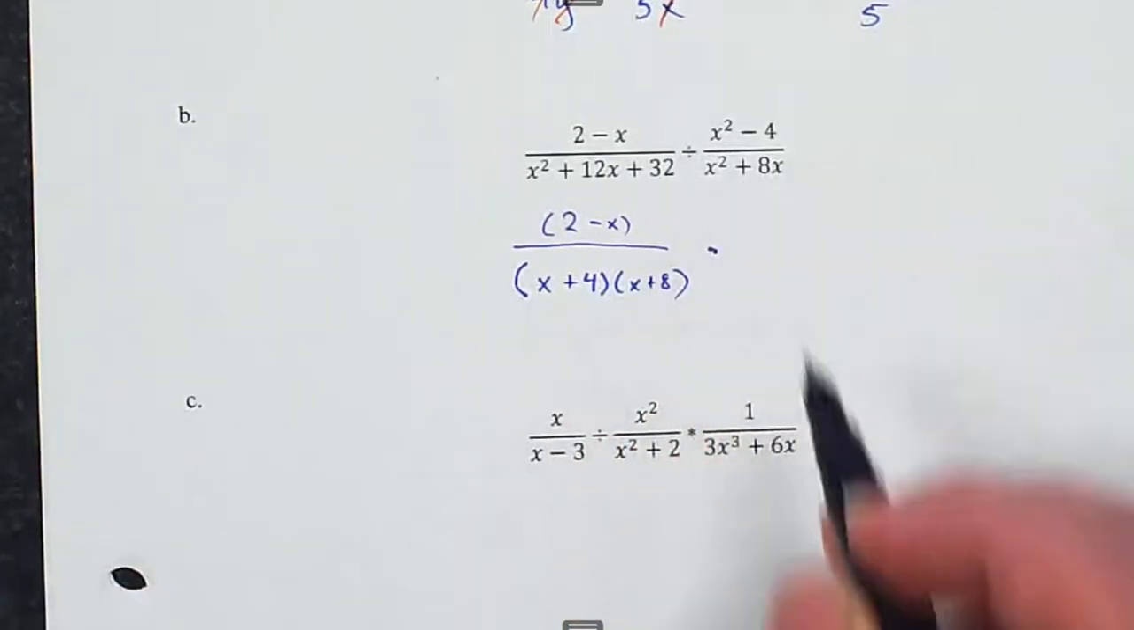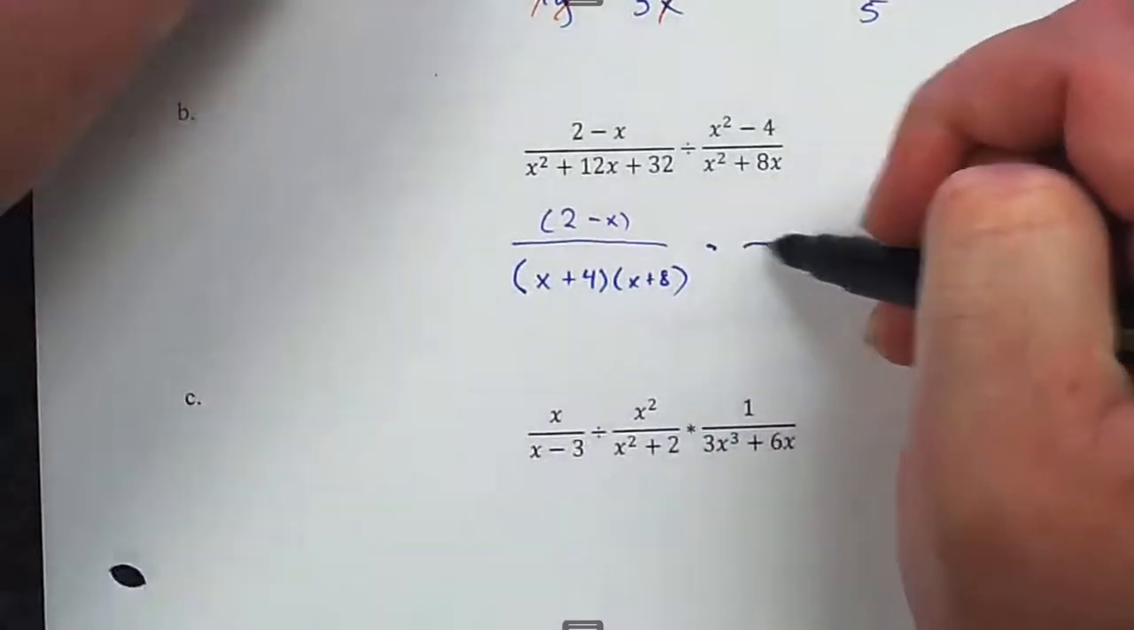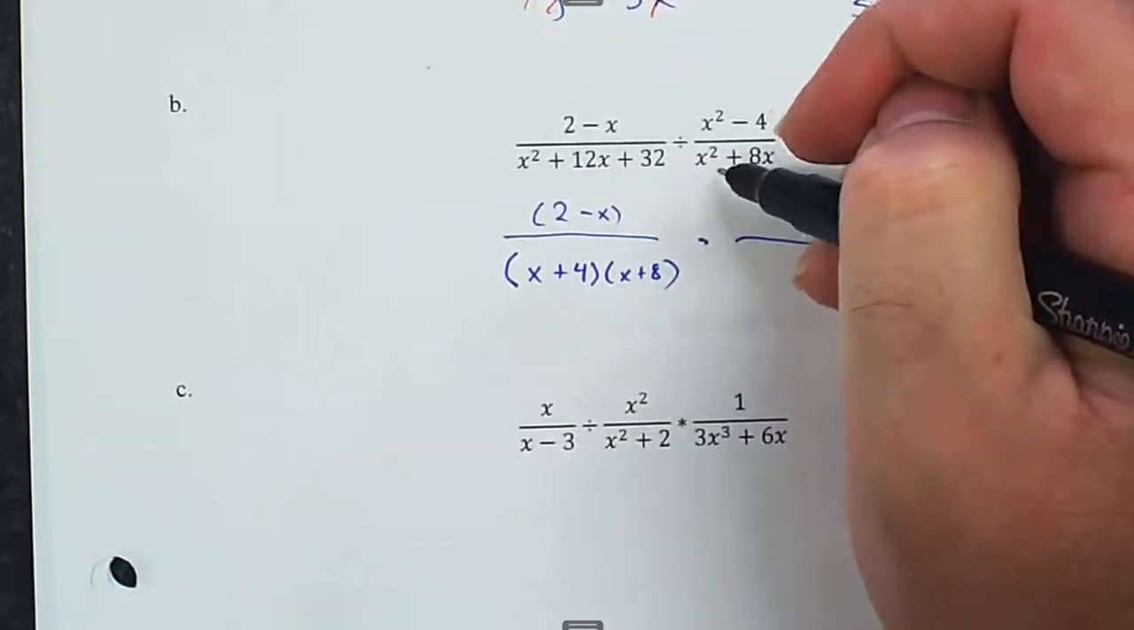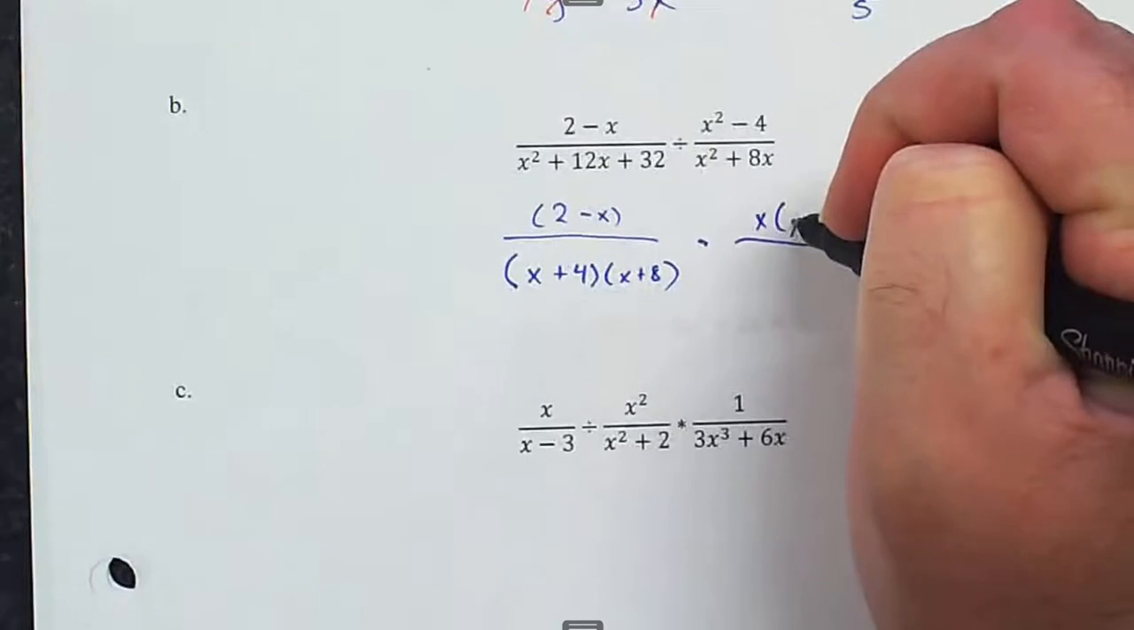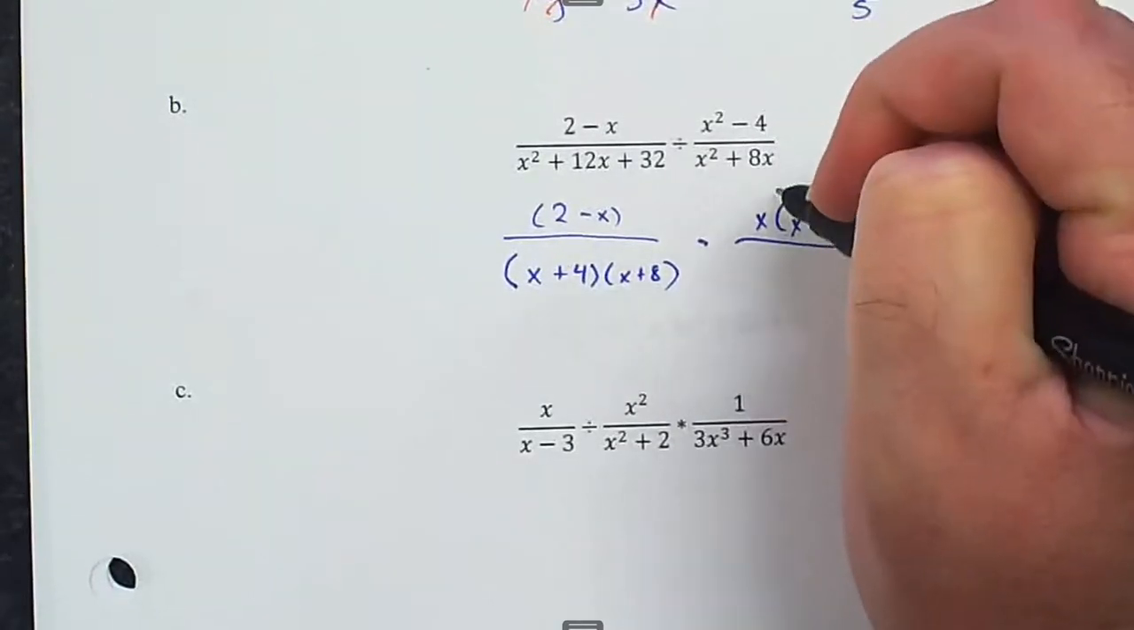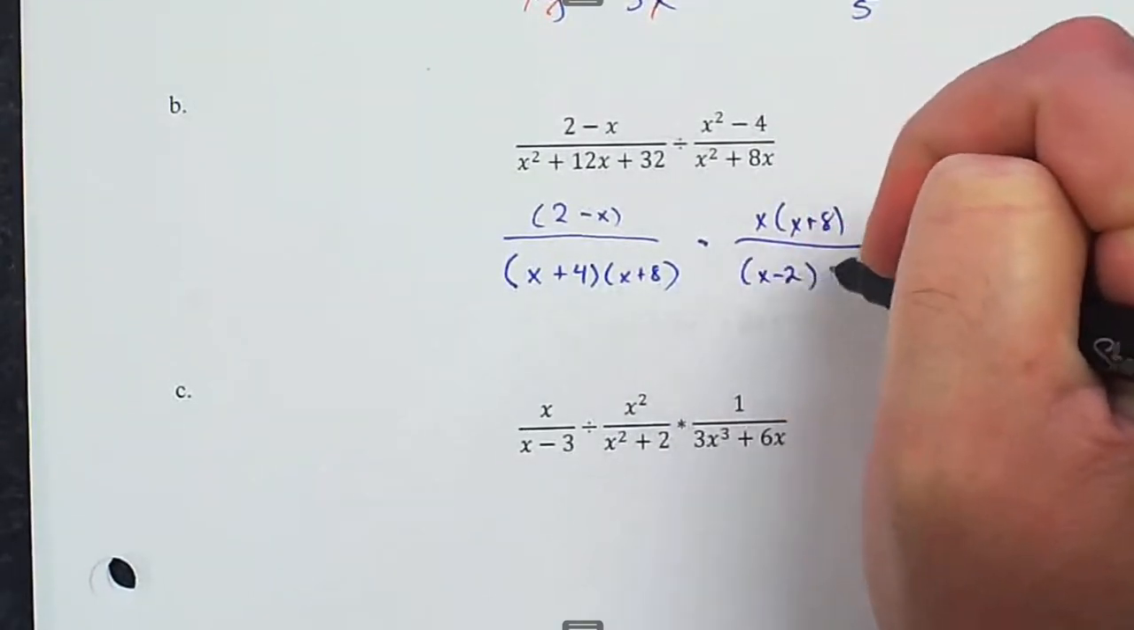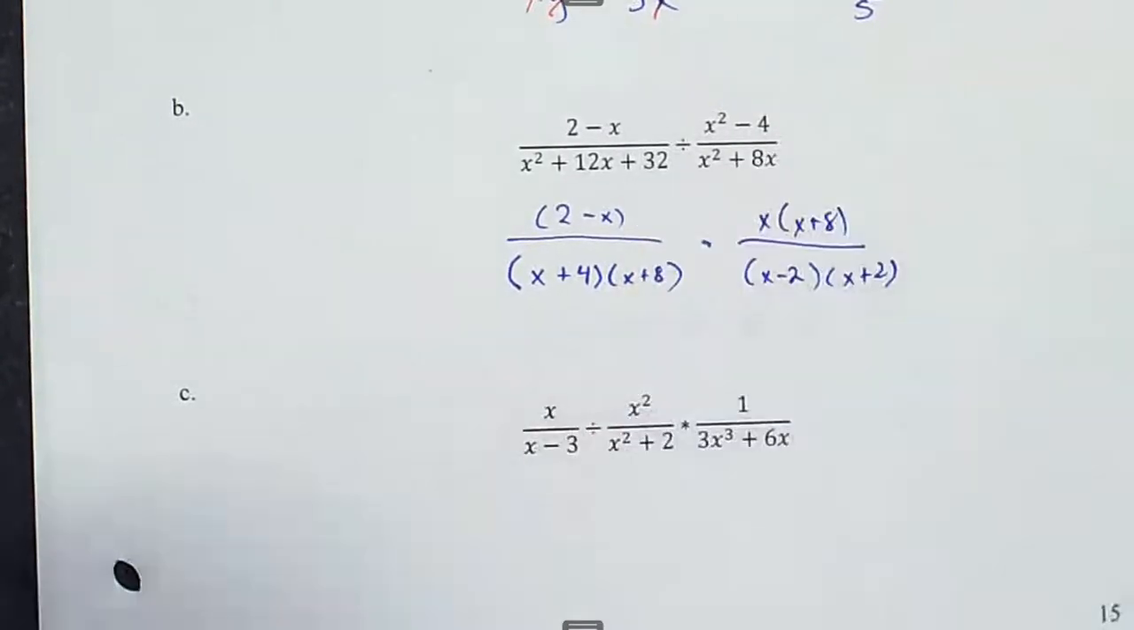Now I'm going to flip this, and this is going to go to the top now. I'll factor out an x. And this is going to go to the bottom. If you're not sure about factoring and flipping at the same time, be sure to just do one at a time. Flip or factor first, and then go do the other.